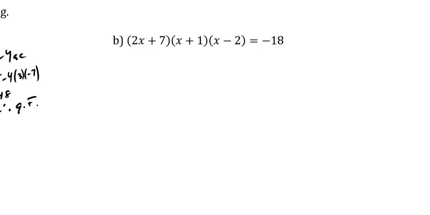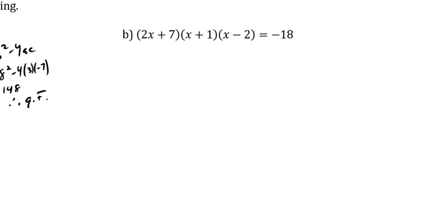All right, let's try another one. This is the kind of question I was talking about yesterday. Three things multiply to negative 18. That means one of them has to be negative 18. No, it's not the negative 18 product property, right? So there's no easy way to solve this.